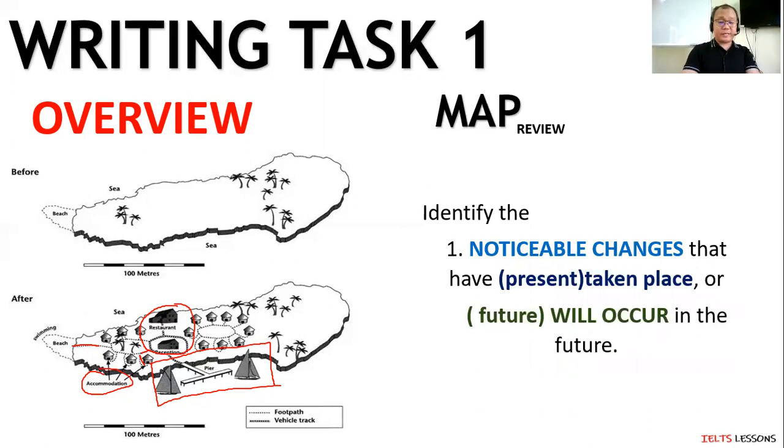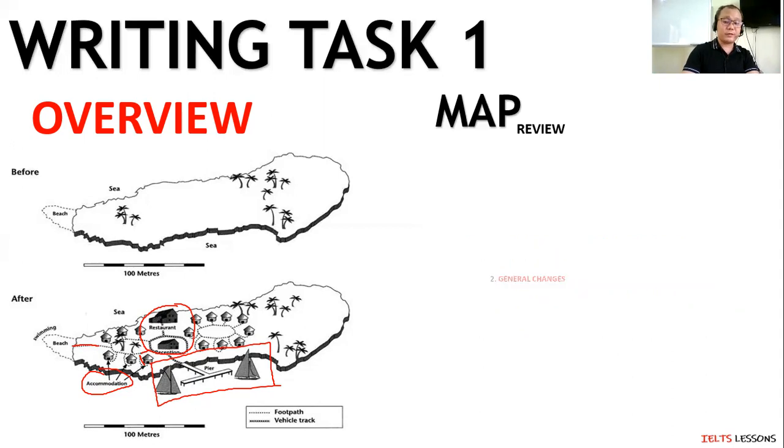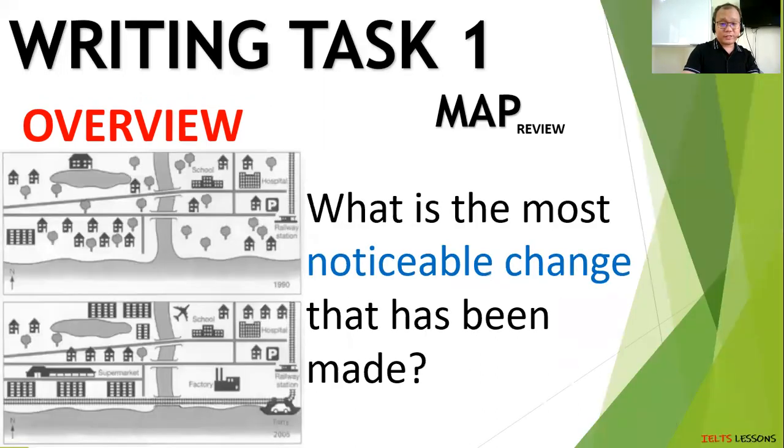So again, to recall, the first thing we need to do is to identify the noticeable changes that have taken place at present or will occur in the future, and the general changes, absolutely not the specific changes. So let us check here an example of the map. So we can see the map now.